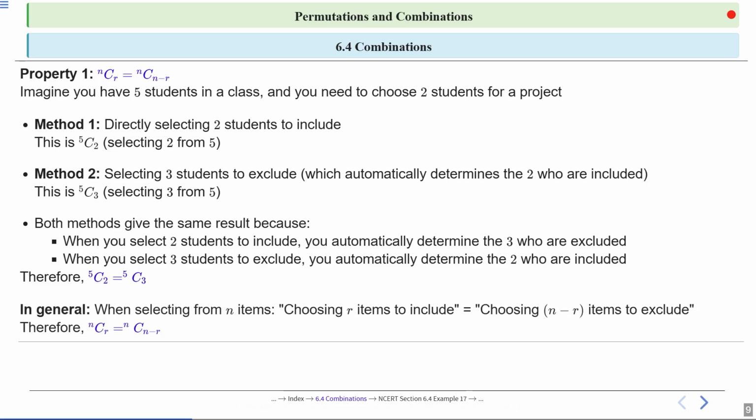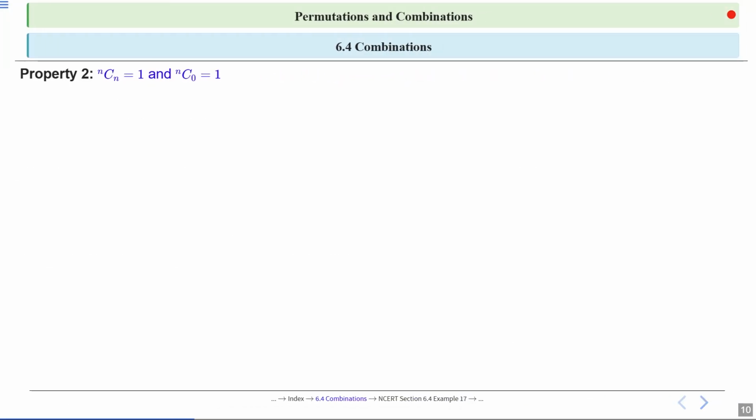So in general, the rule is when selecting from n items, choosing r items to include is the same as choosing n minus r items to exclude. Therefore, nCr is equal to nC(n minus r). Here we understand property 2. Okay, here nCn equals 1 and nC0 equals 1.